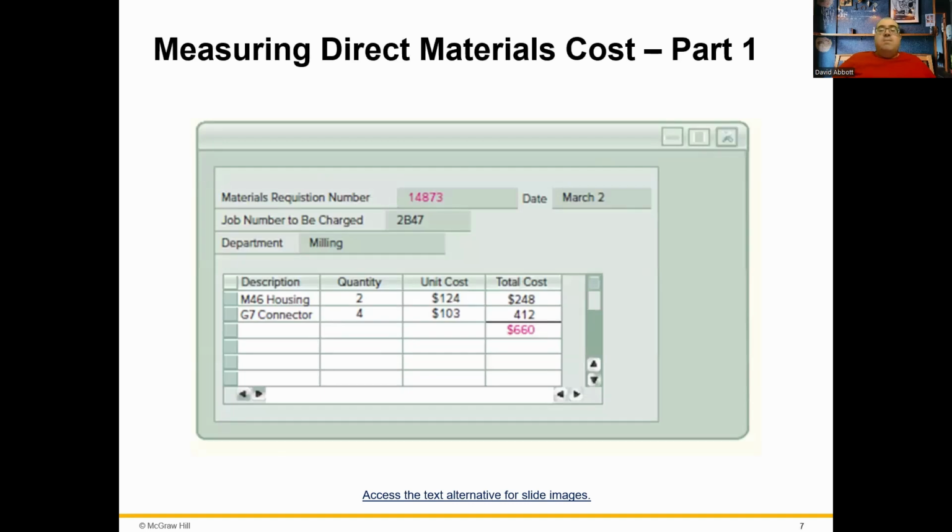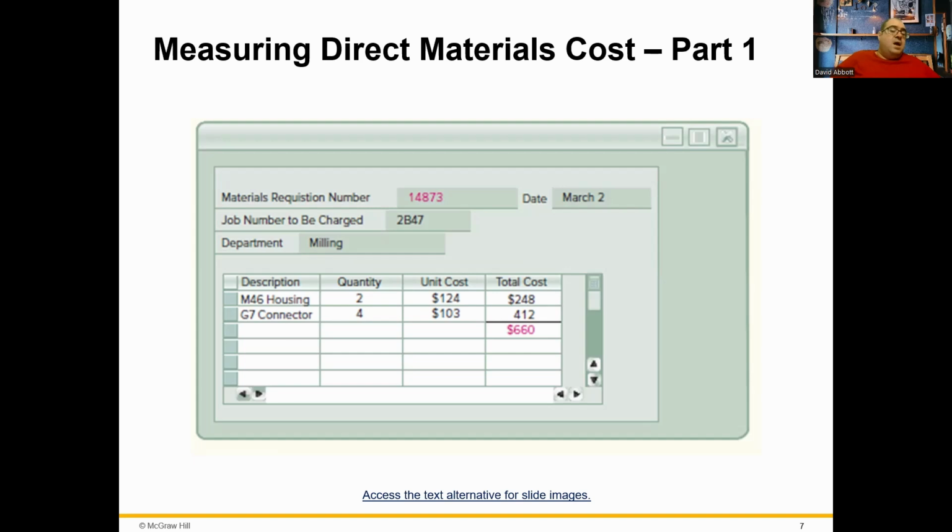One other thing that we might have to do is requisition materials. We're taking materials out of our materials inventory and then allocating them into each job where they are used. Again, this could be done on paper, a little card that gets filled out, or it could be like this, as part of a larger ERP or accounting solution. We can see that.